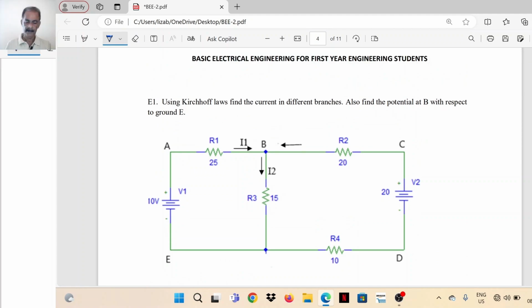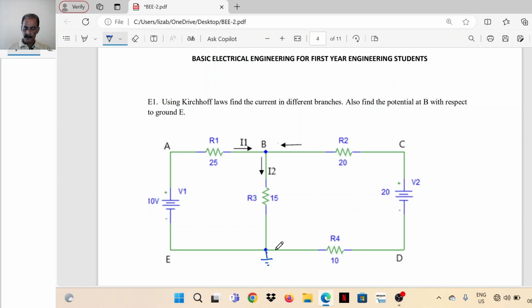Now one example. The question is: using Kirchhoff's laws, find the currents in different branches. Also find the potential at B with respect to ground E. This is the ground point. E is marked here. This point is also E. Both are the same point only. Or if you draw a line like this, then this corner can be avoided. E and this point, there is no element connected between these two, so both are the same point only.